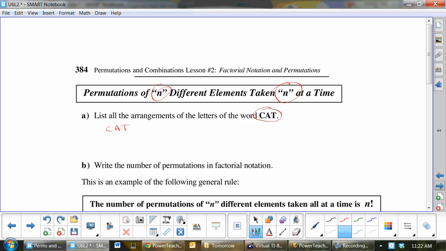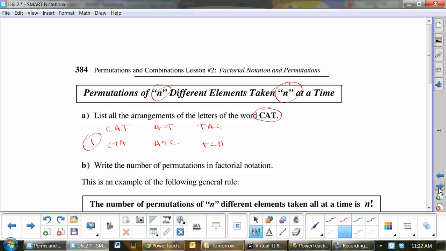Okay, don't forget that one. The next one. Okay, then the next one. ACT and ATC, and the last one. TAC and... Okay, so this is one way you can do this question.